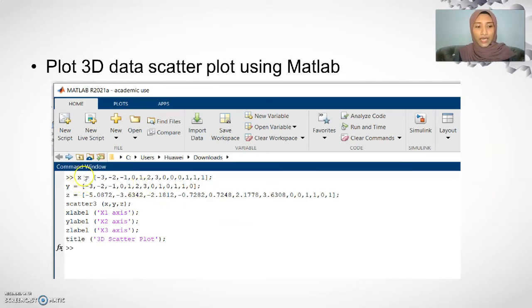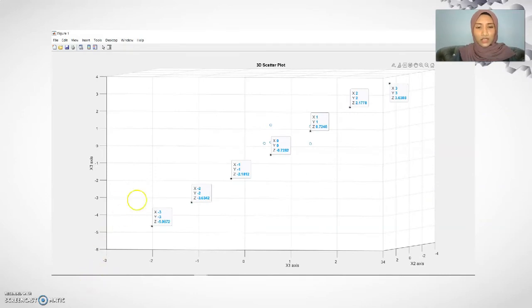Here, x is x1, y is x2, and z is x3. We just need to put all the data for x1 here, all the data for x2 here, and all the data for x3 here. Then we can see the scatter plot for this Adaline part 1. We can see the graph is a linear activation function. So that's all from me.